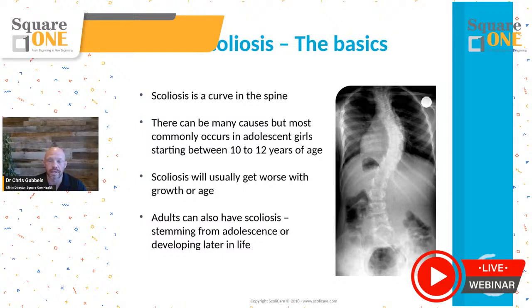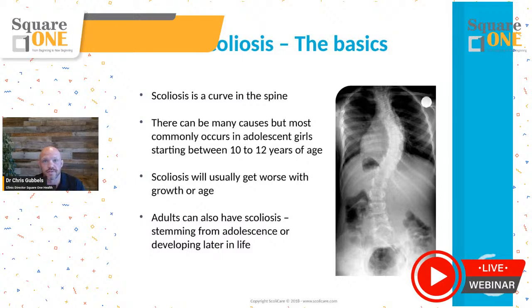Scoliosis most commonly occurs during adolescence. Typically, it's during that first year or two of puberty and growth spurts in teenage years that curves tend to progress. We're talking about idiopathic scoliosis in this case. A lot of times it gets worse during growth, especially during the areas of rapid growth, and that first year of puberty is when the curves tend to progress the fastest.